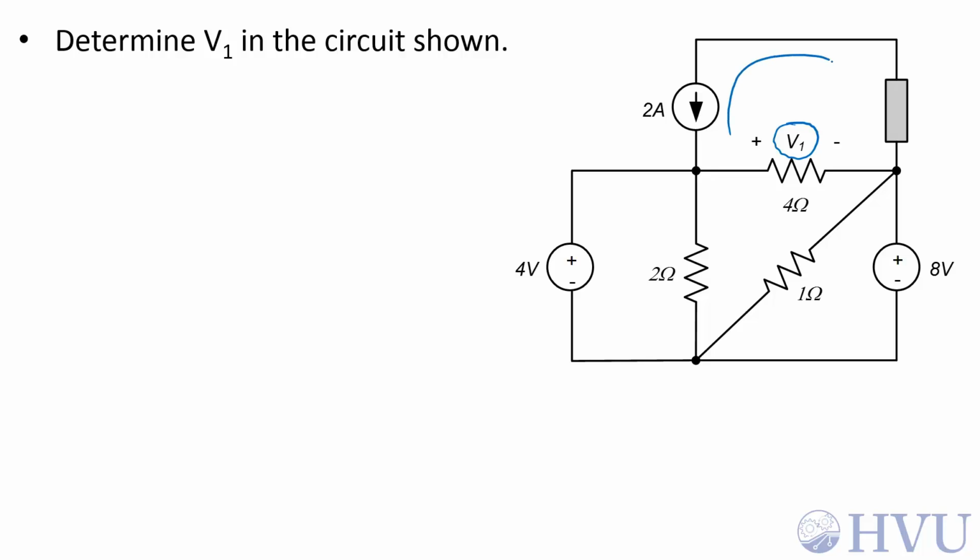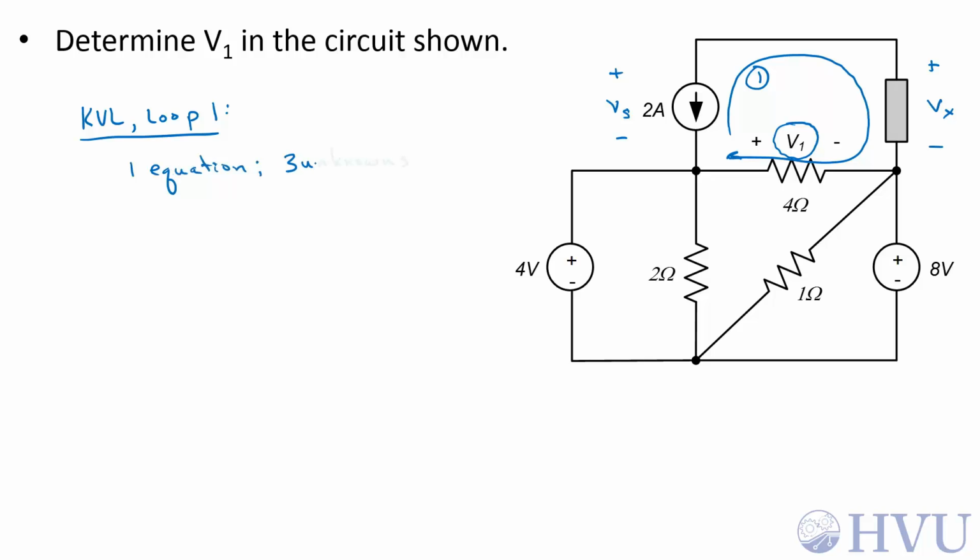If we do KVL around this loop, call that loop 1, we have the voltage V1 in that loop, but we also need to determine this voltage and this voltage. So that's going to result in one equation, but 3 unknowns. Let's see if we can do something better than that.